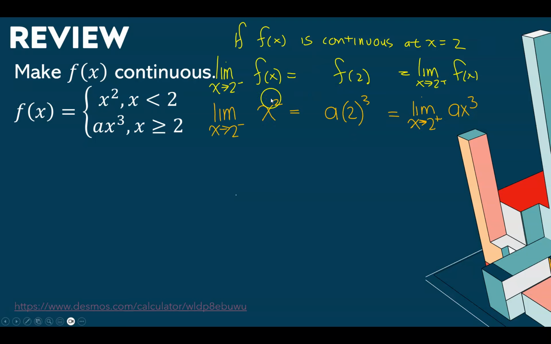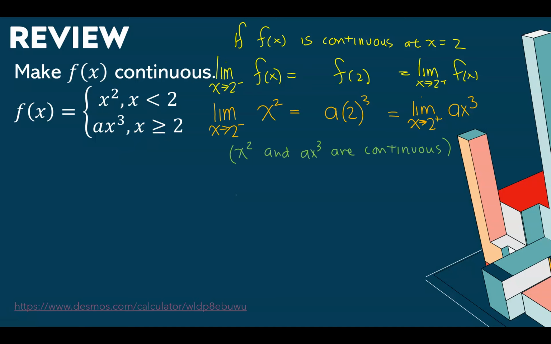And so let's rewrite. For x values approaching 2 on the left, 1.9, 1.99, 1.999, we'd be putting those into x squared. So we can say the limit as x approaches 2 from the left of f is the same as the limit as x approaches 2 from the left of x squared. And then f of 2, looking at this domain, when x is equal to 2, we use ax cubed, so we're going to write a times 2 cubed. And the limit as x approaches 2 from the right, numbers like 2.1, 2.01, 2.001, those would be going into ax cubed.